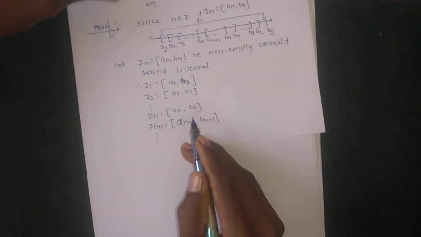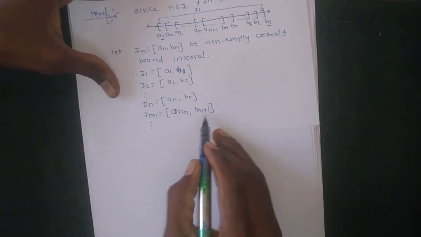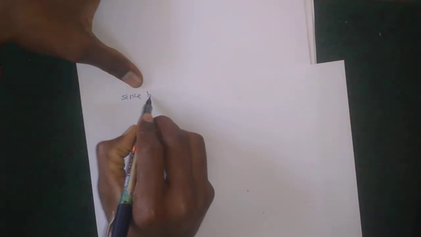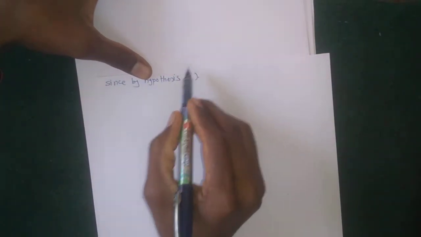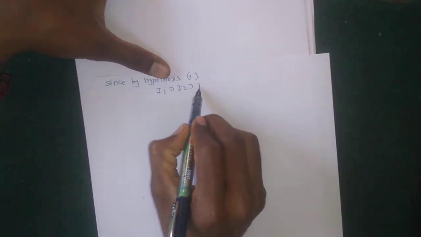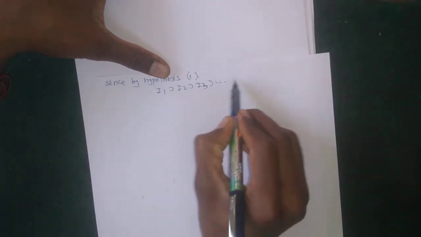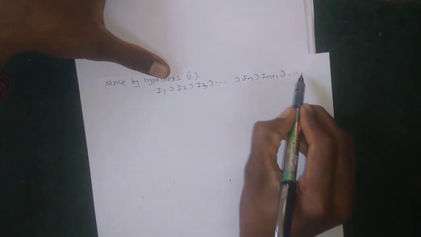Here I_{m+1} is equal to the interval [A_{m+1}, B_{m+1}]. In this way, by the first hypothesis, given that A1 contains A2, contains A3, and so on, contains I_{n+1} and so on.